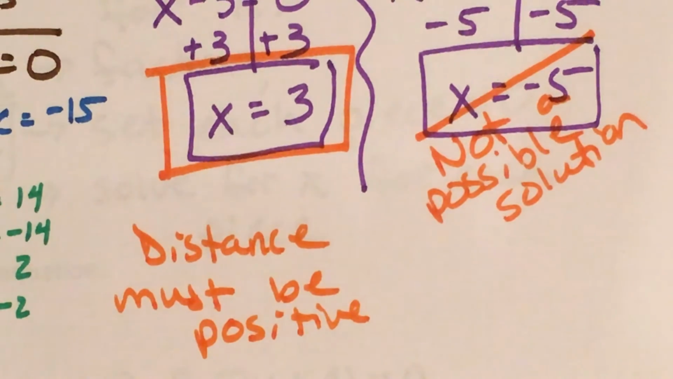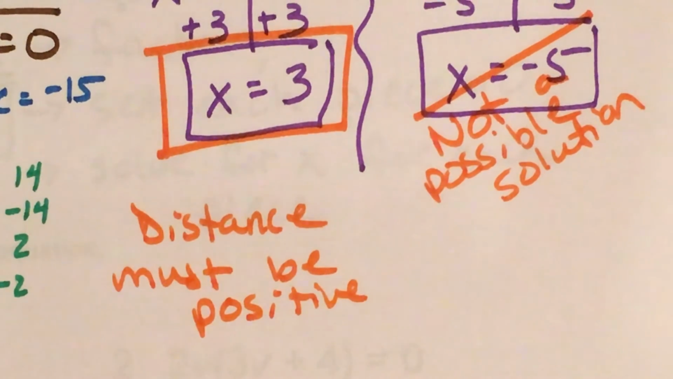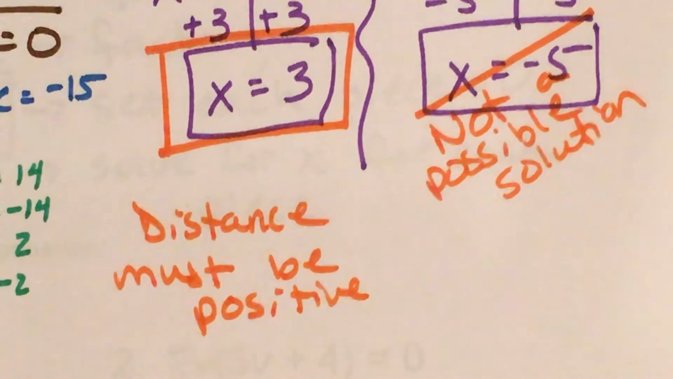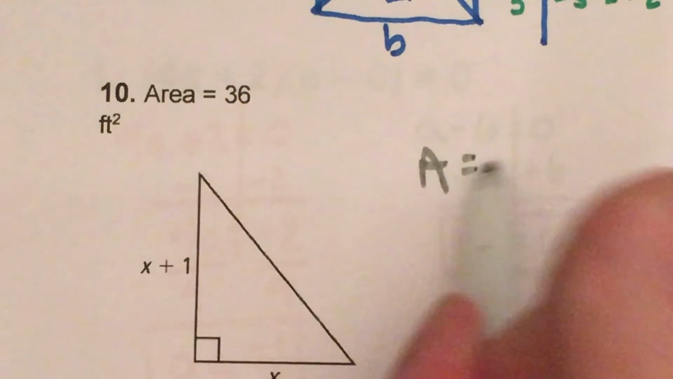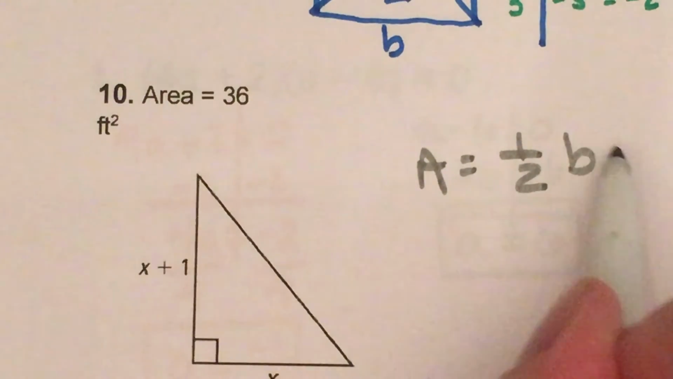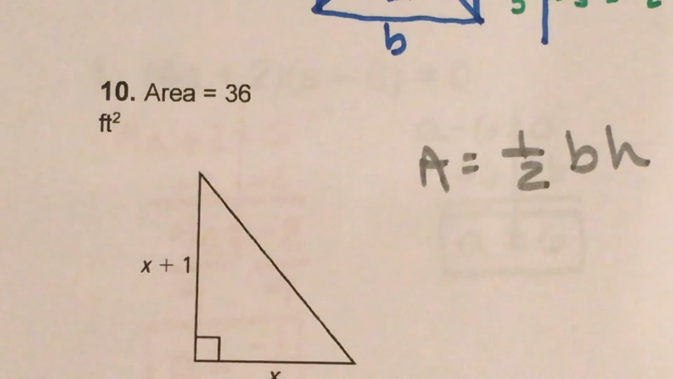All right, you go do number 10. Remember the formula for the area of a triangle? I'll write that down with you. Area equals 1/2 times the base times the height. There you go. All right, you go do number 10, and if you need any help, let me know. I'll be glad to help you out.